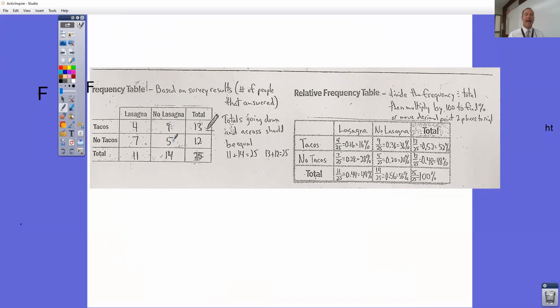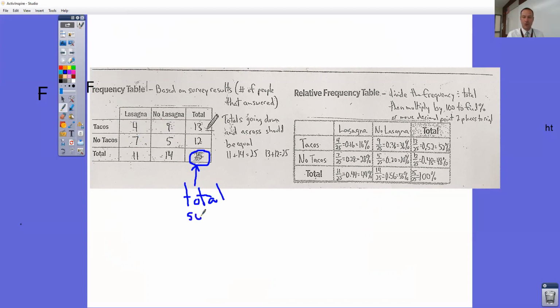Remember that when you go to add these, they have to add up, going straight up and down and going straight across. This bottom number, 25, that is the total number of people surveyed.